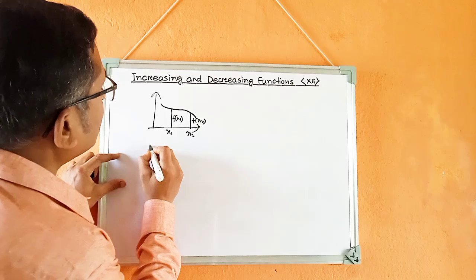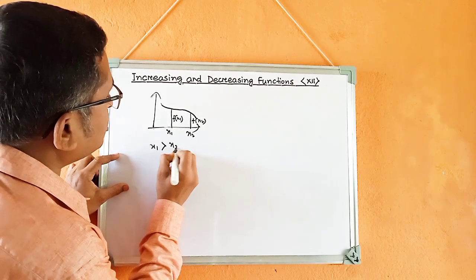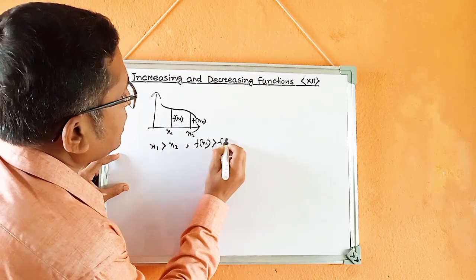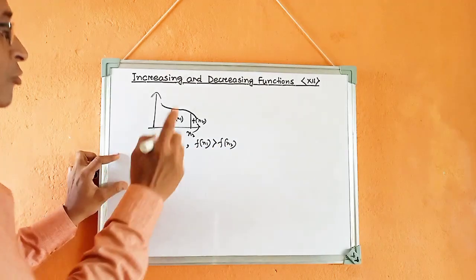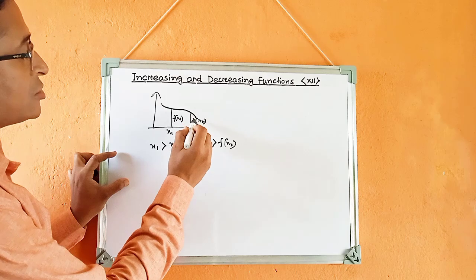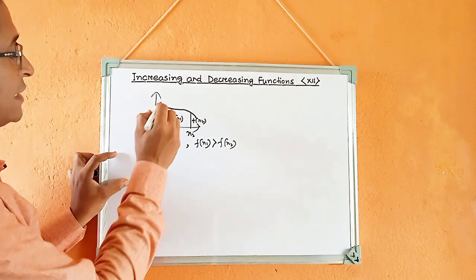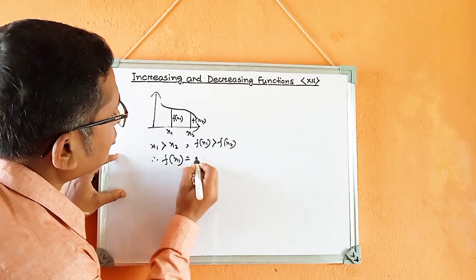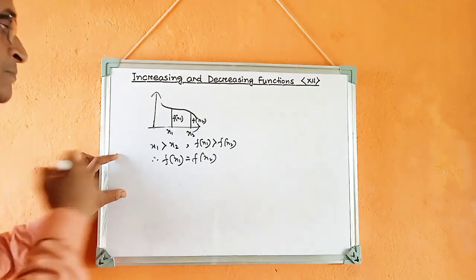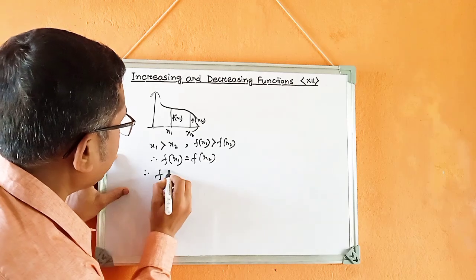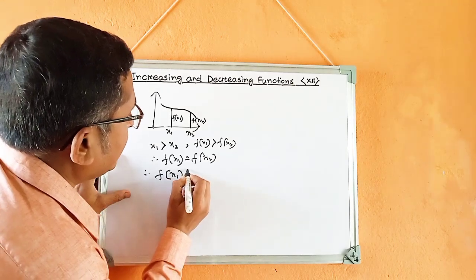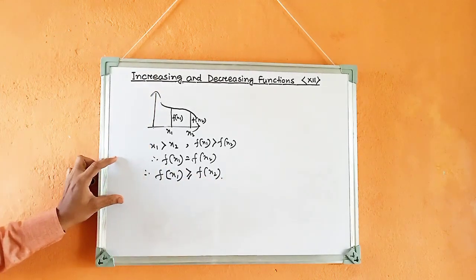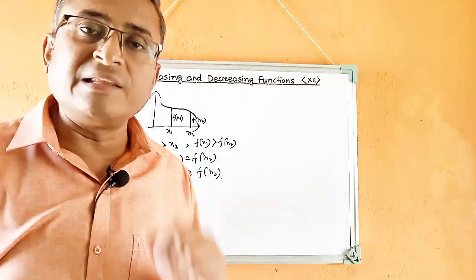Now look, x1 is greater than x2 and f(x1) is greater than f(x2). Now if we put x1 here and x2 here, that means in a straight line, in that case f(x1) is equal to f(x2). So we write, therefore, f(x1) is greater than or equal to f(x2). This is called a decreasing function.